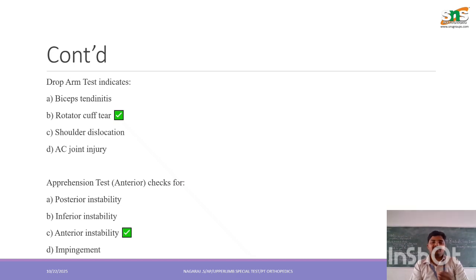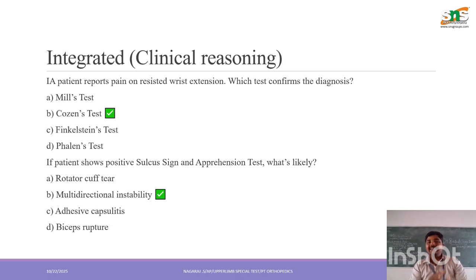Then the apprehension test is mainly to check for posterior instability, inferior instability, anterior instability, or impingement. The correct answer is anterior instability. Then a clinical reasoning question: a patient reports pain on resisted wrist extension, which test confirms the diagnosis? Mills test, Cozen test, Finkelstein's test, or Phalen's test. The correct answer is the Cozen test.